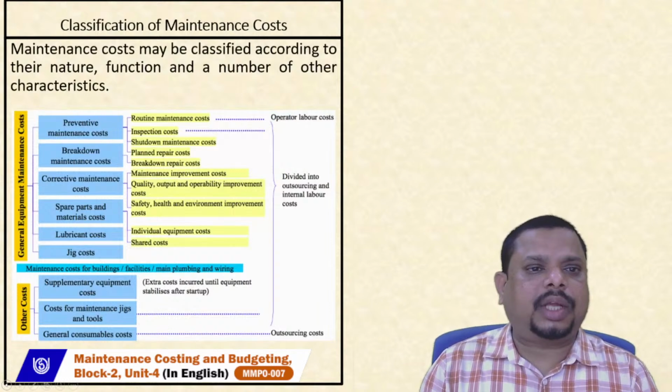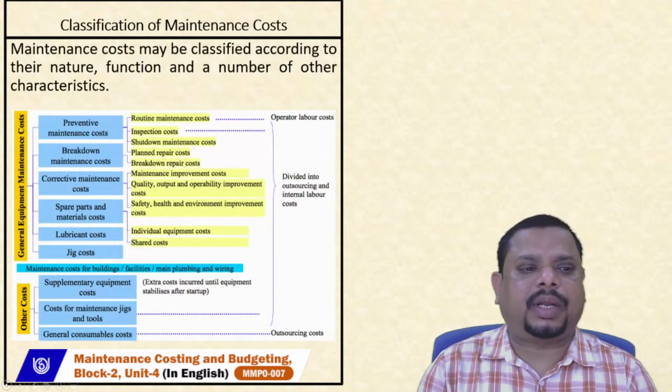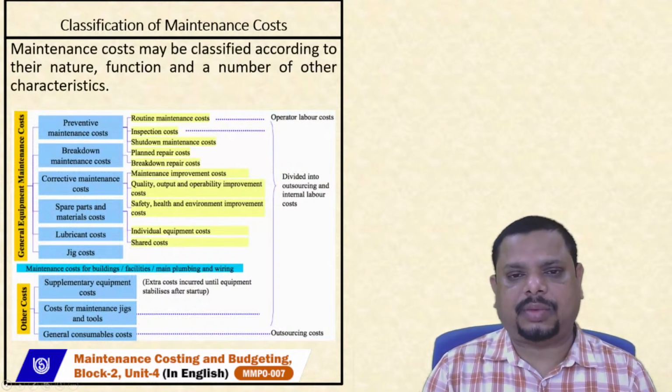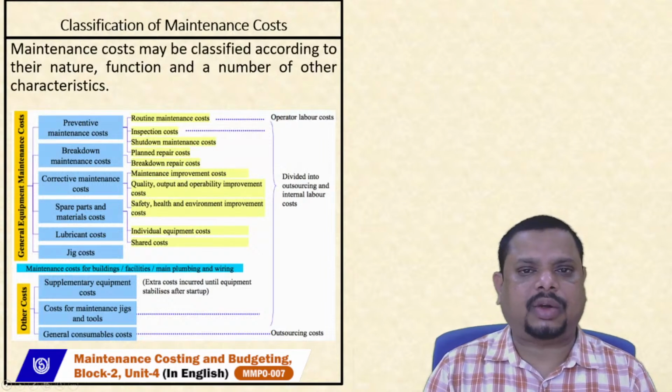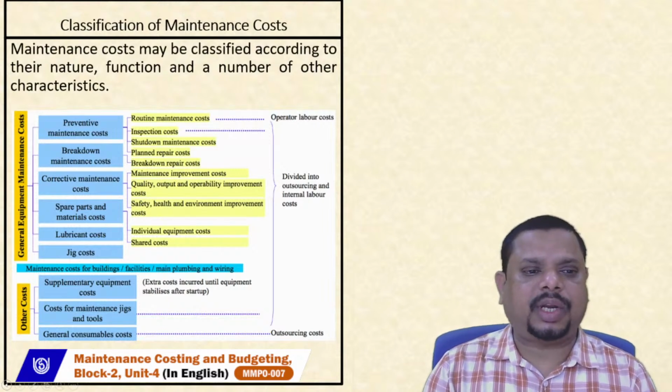Moving to the next one, the next one is classification of maintenance costs. As we discussed, it is broken down into two types, that is direct cost or indirect cost. But if you go for a broad classification of maintenance cost, it should be classified into two types. The first one is general equipment maintenance cost, and the second one is other costs.